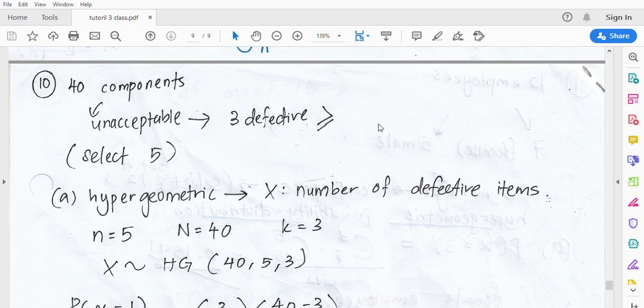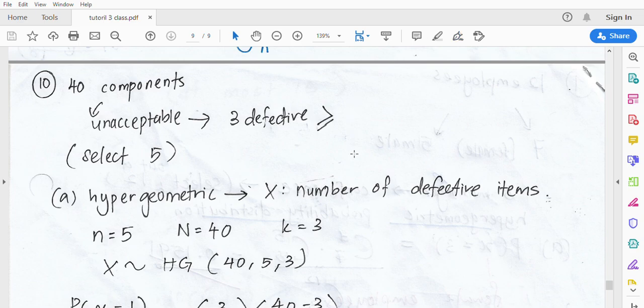I would like to also share the mean and variance of the hypergeometric probability distribution, which is from the slide of the lecture notes. The mean is n times big M divided by big N, and the variance is n times M over N times (N minus M) over N times (N minus n) divided by (N minus 1).